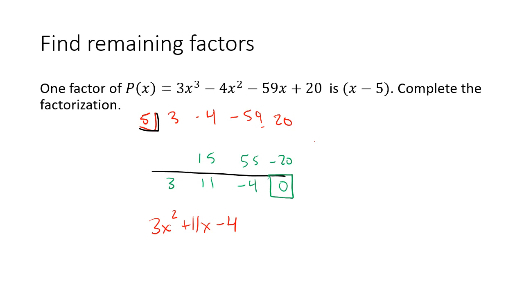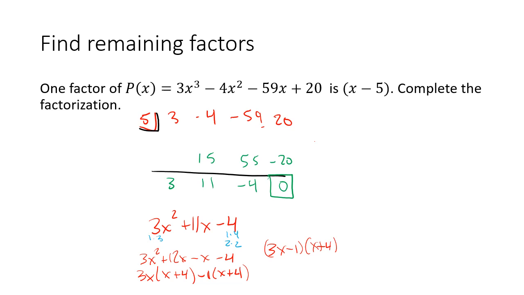So the factors of 3 are 1 and 3. The factors of 4 are 1 and 4. However you like doing this is totally fine. I see that this is going to be 3x squared plus 12x minus x minus 4. So 3x and then x plus 4, negative 1x plus 4. So this will factor to 3x minus 1 times x plus 4.